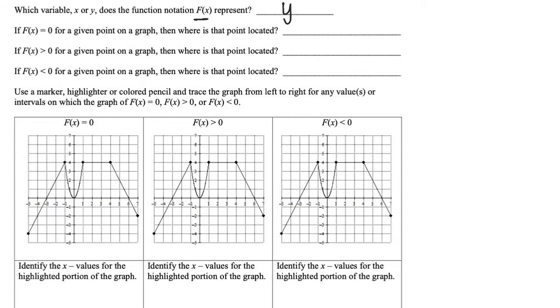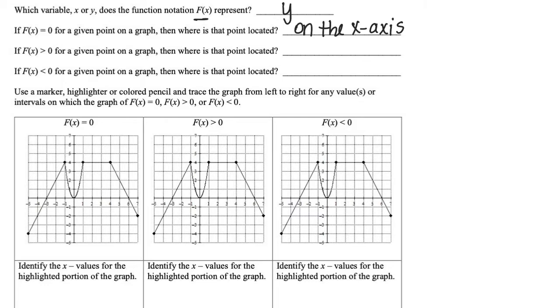F of x is taking the place of y, and that's something you were told way back in algebra, but again, you may not remember. The next one, if f of x equals 0 for a given point on the graph, then where is that point located? And again, if f of x equals 0, then that point is on the x-axis. It's sitting on the x-axis.